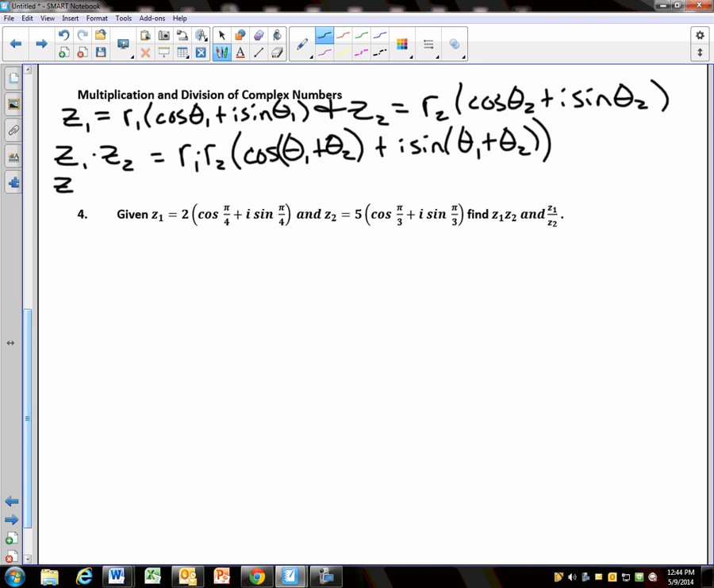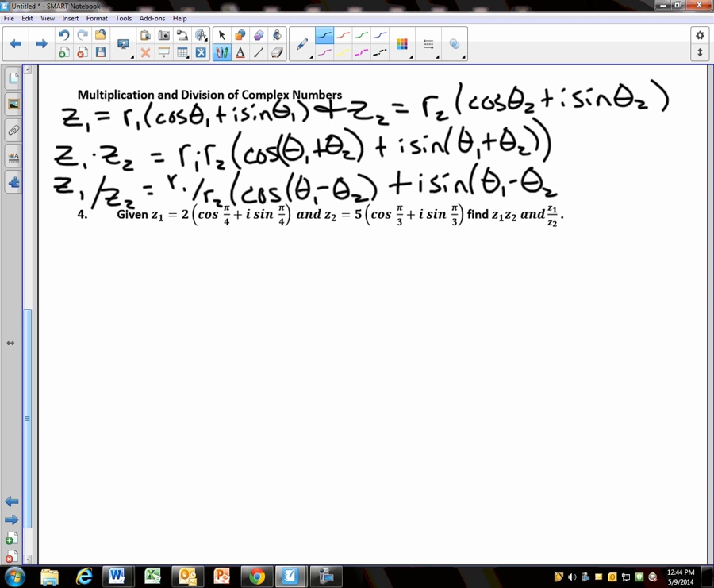So what do you think you do if you divide? What do you do with the R value? R1 divided by R2 times cosine of theta 1, very good, minus theta 2 plus I sine theta 1 minus theta 2. There you have it. Looks like a bunch of gibberish, doesn't it? But really, it's quite nice.